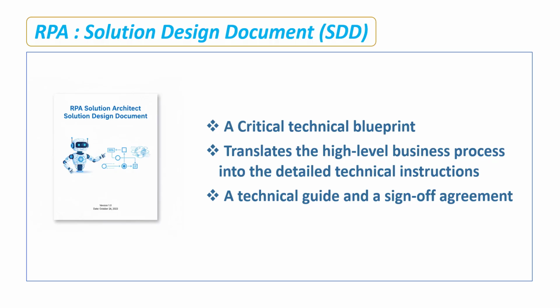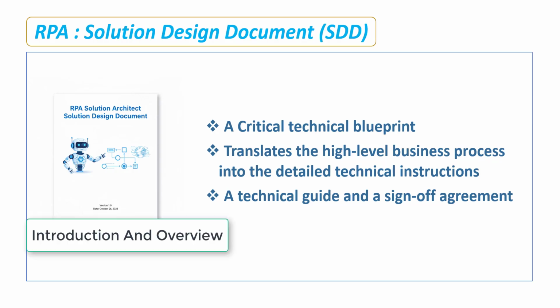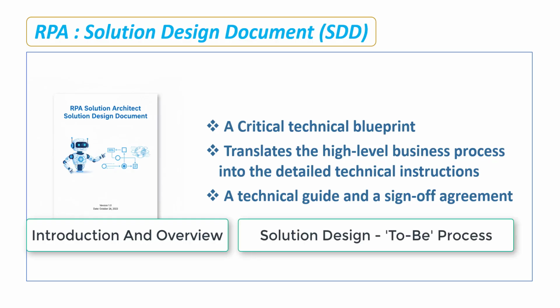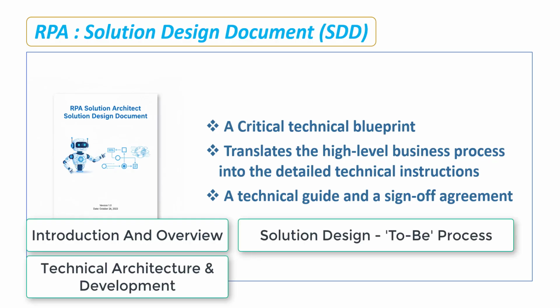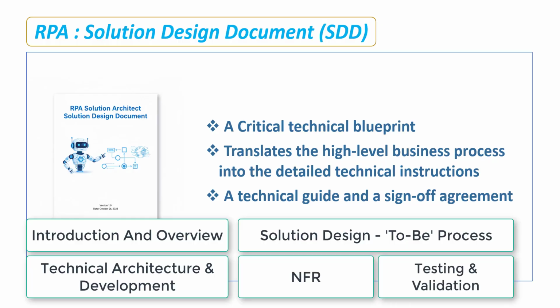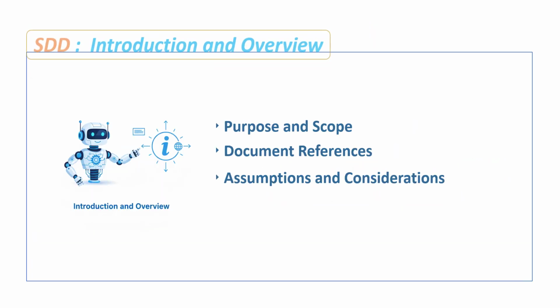A comprehensive SDD template for an RPA solution typically includes core sections such as Introduction and Overview, Solution Design to be process, Technical Architecture and Development Details, Non-Functional Requirements, Testing and Validation. Let me explain about these sections one by one.